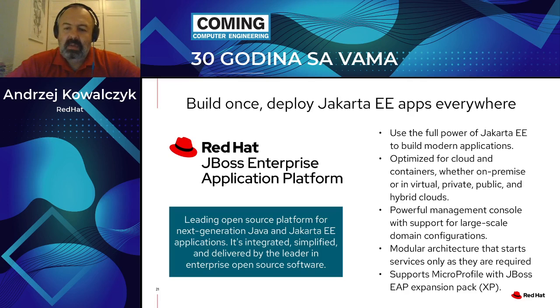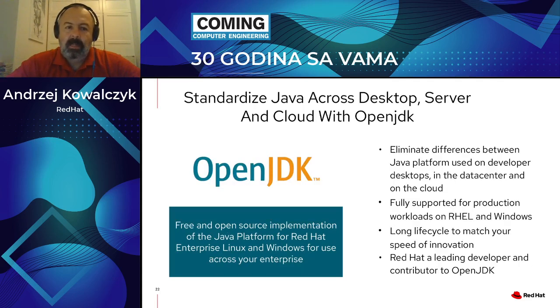And this is important. Then you can also use MicroProfile, right? Extension pack for this. You can use it for cloud and containers. And still we see huge demand for this product. OpenJDK, a free and open source implementation, right? So if you don't want to use Oracle JDK, you can use the open source alternative. If you have RHEL, you have support for OpenJDK.